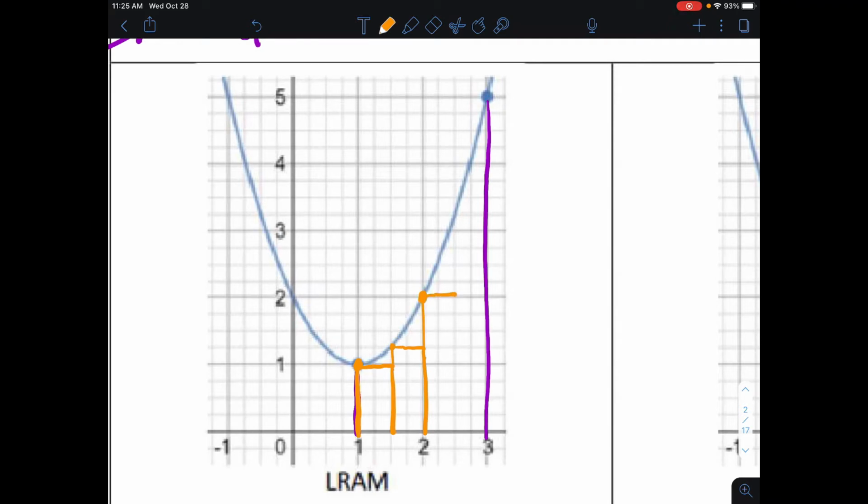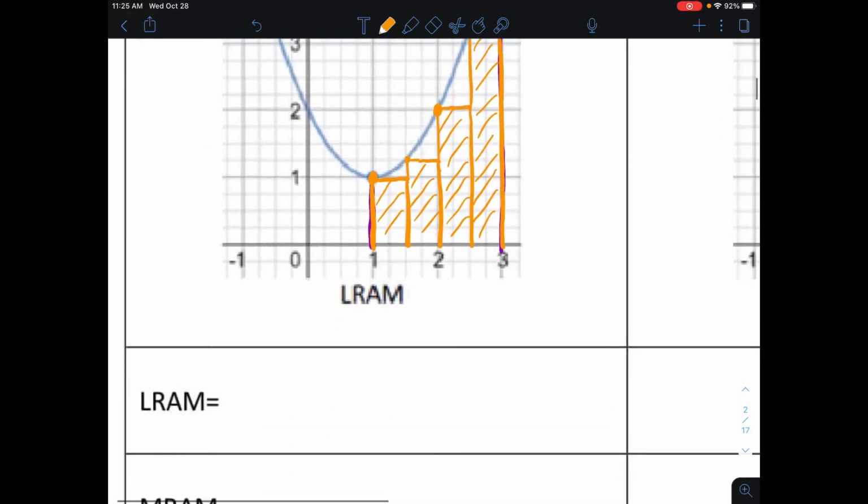And then I would go over my width of a half a unit. And then I would come back down. And then lastly, we get to our 4th rectangle. We'd come up. Its endpoint would lie on the curve. We'd come over. And we'd come back down. And so we're approximating the area up underneath the curve by using these rectangles that have their left endpoints as the height of the curve. And so let's go find that area.